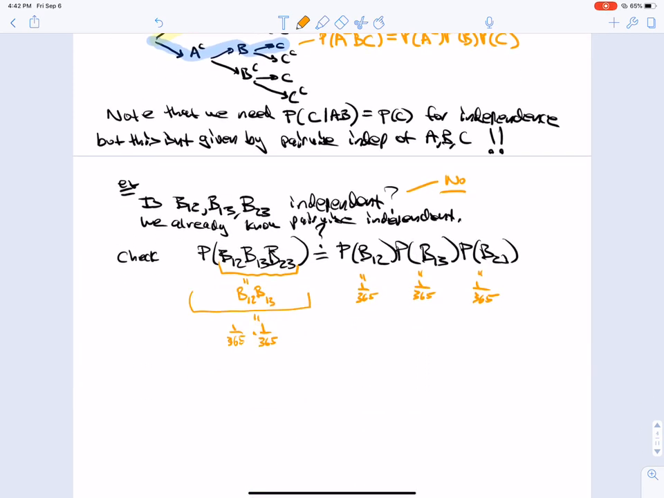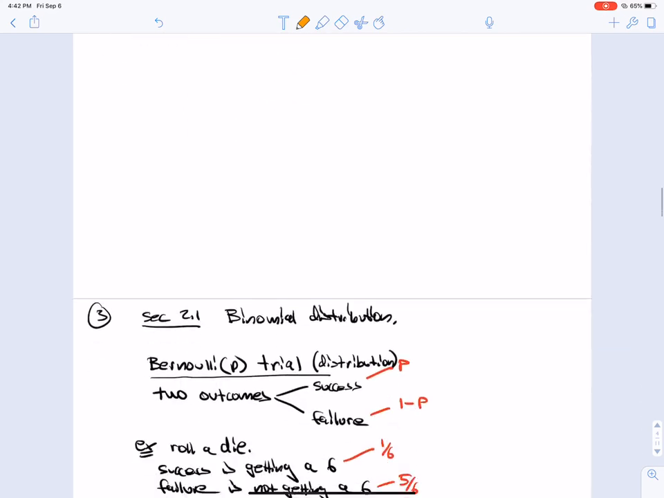And so here we see that, in fact, this factorization doesn't work. For example, the intersection of B12, B13, B23 is just the same as the intersection of B12 and B13. And we know the probability of that is 1 over 365 squared. And that's different than 1 over 365 cubed. So we do not have independence.